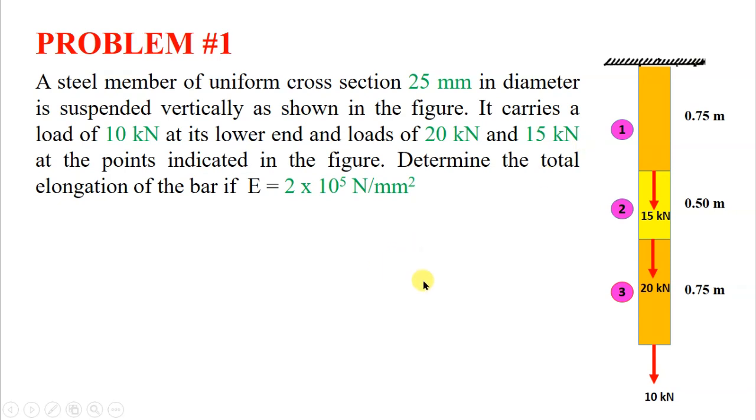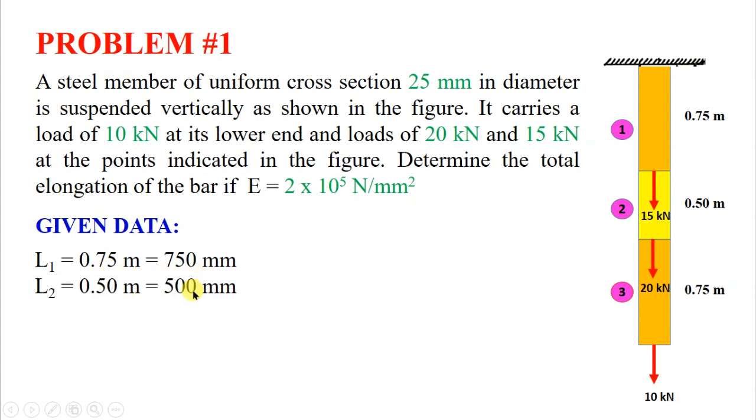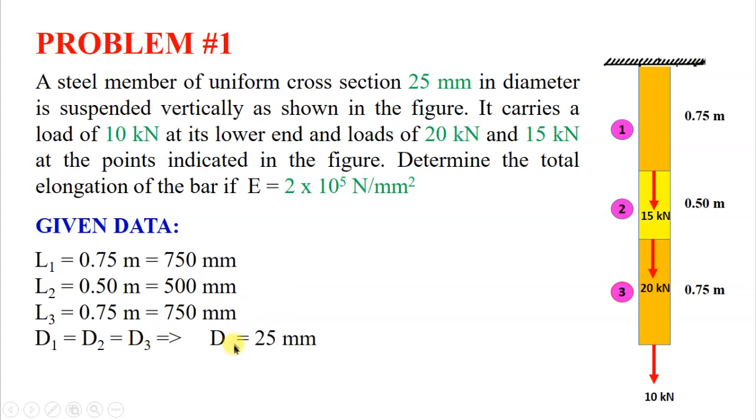Let us start with the given data. L1 is given as 0.75 meters, that is equal to 750 mm. L2 is 0.5 meters, that is 500 mm. L3 is equal to 0.75 meters, that is 750 mm. Here the dia is constant throughout, so D1 is equal to D2 is equal to D3, which gives D as 25 mm. And the Young's modulus is also common, that is E1 is equal to E2 is equal to E3, E is equal to 2 into 10 power 5 Newton per mm square.